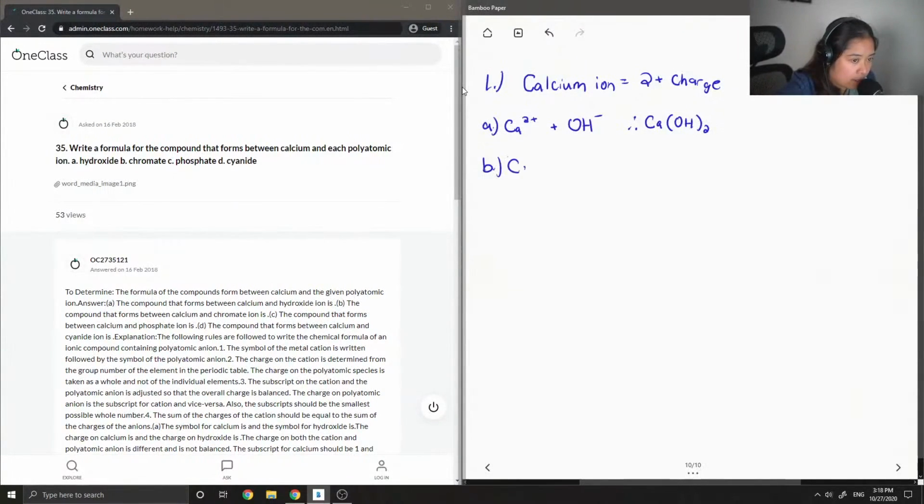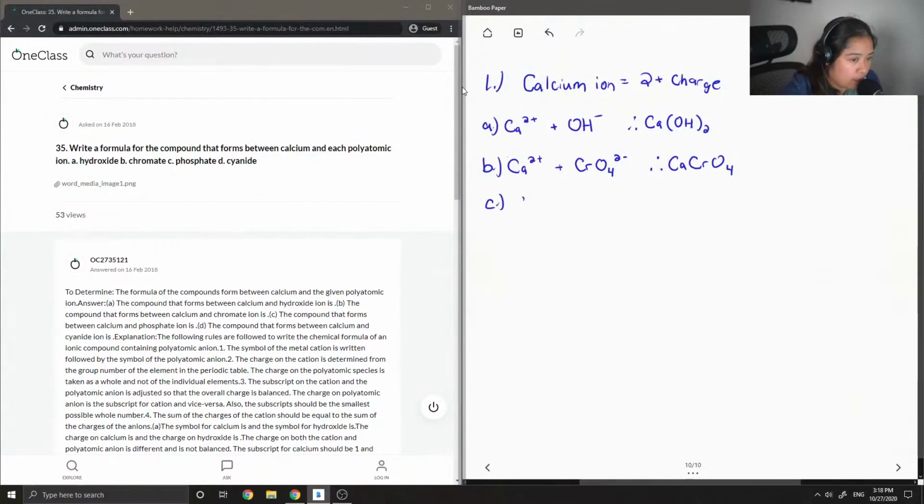So next, let's do calcium plus chromate. So the formula for chromate is CrO4, and its ion has a 2- charge. So it'll just form at like a 1-to-1 ratio to get calcium chromate.